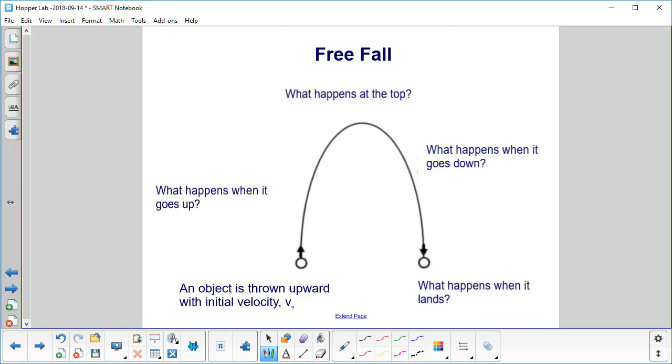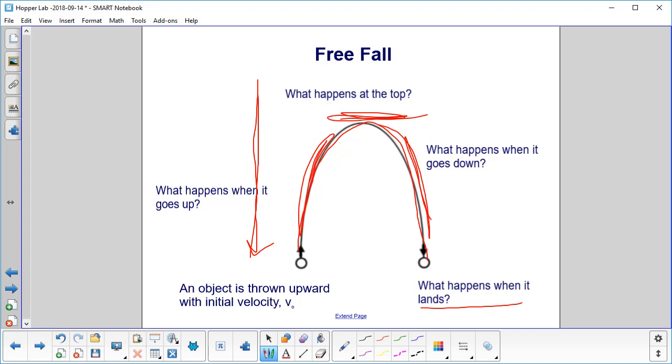Let's illustrate what it means to be in free fall. Now we're going to throw an object up with initial velocity v0. For the experiment, we're really just going to throw it up straight, so it should come right down in the same path. But we've expanded this here so you can see the different points when it goes up and when it comes down. So the first question, what happens when it goes up in terms of acceleration and velocity? What happens at the very top? What happens when it goes down? And what happens right before it lands? The answers to these will be on the next slide.